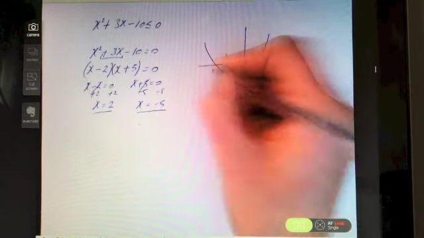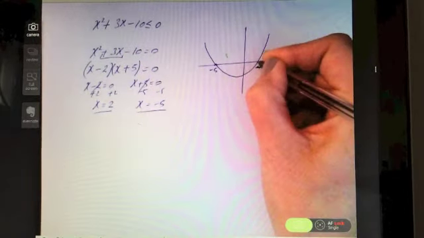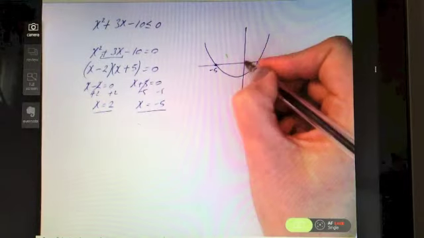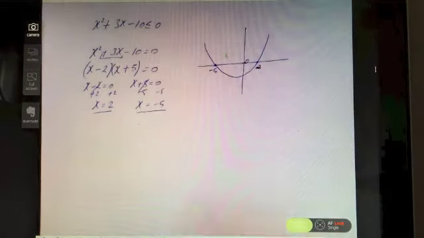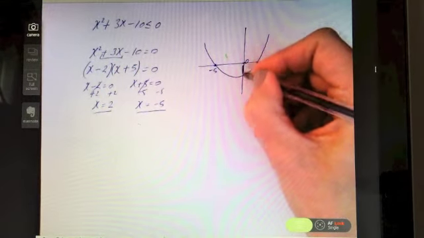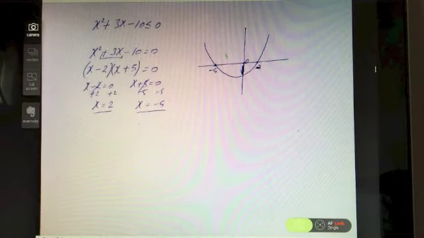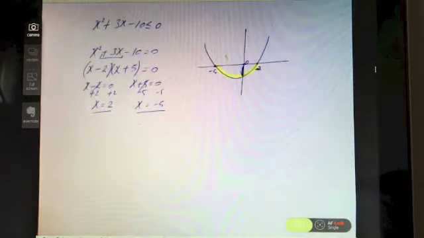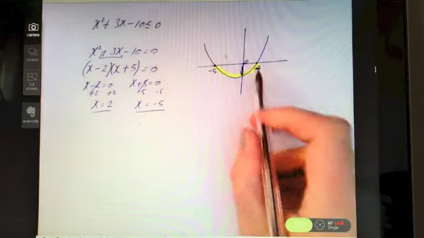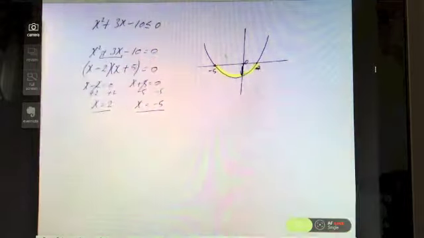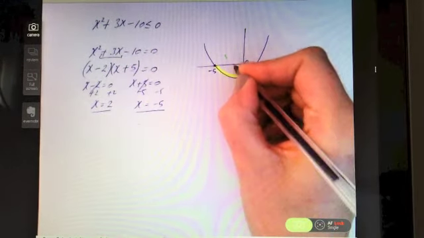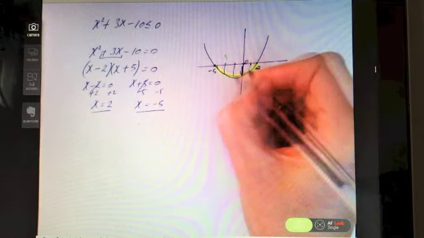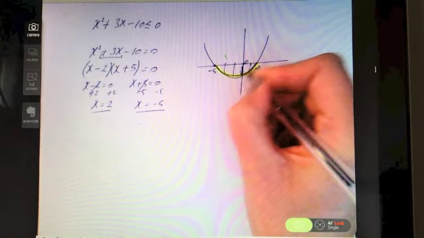2 and minus 5, so roughly there and there. Okay, and we're talking about less than or equal to 0. There's your 0. So less than or equal to 0 is down here. So less than or equal to 0 is going to be this part of the graph. So again, it's either going to be in between the roots or beyond the roots. So it's these values here that are going to give the corresponding y values down here on the graph.